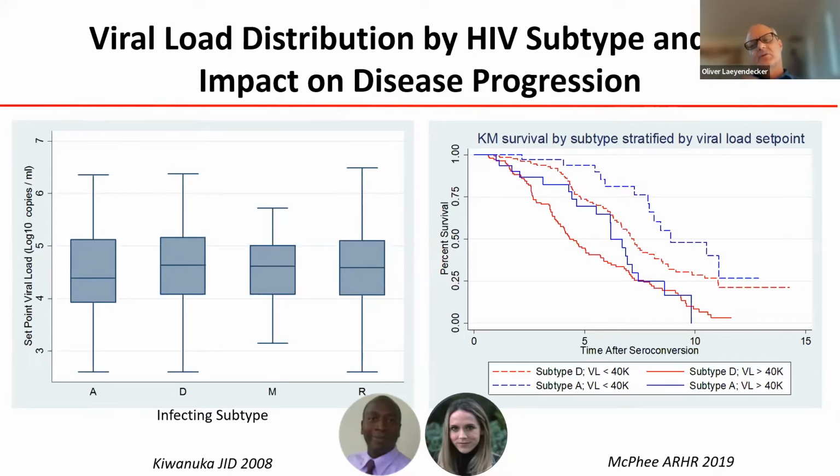And so the impact of viral load is actually very stable within both of those subtypes. But between the subtypes, you actually have a very different impact on disease progression, where being infected with subtype D is almost like having an extra log and a half higher set point viral load than subtype A.